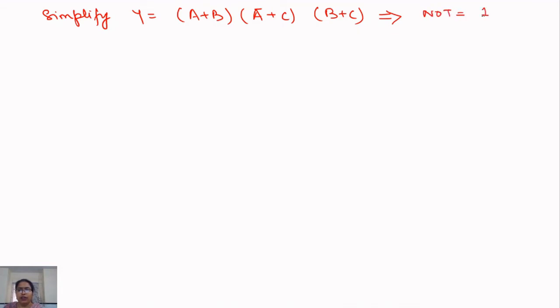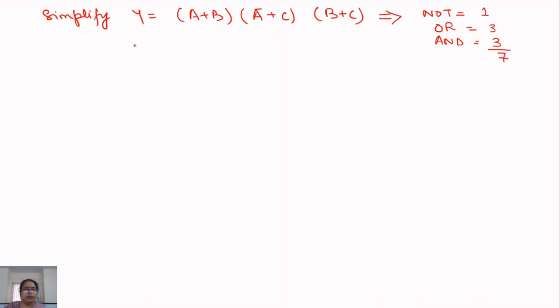Simplify y is equal to (a plus b) into (a bar plus c) into (b plus c). Now we have to simplify this. First of all, let us see how many gates are required before simplification. How many NOT gates? It is only one. OR gates and AND gates. How many AND gates are required? 1, 2 and 3. OR gates 1, 2 and 3. Total number of 7 gates are required, right?